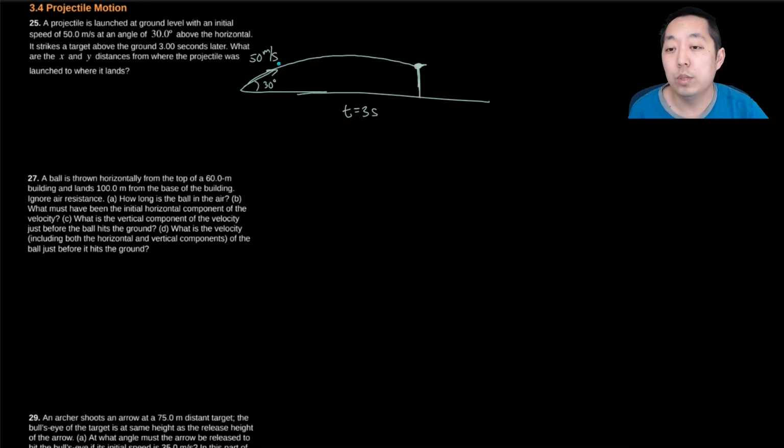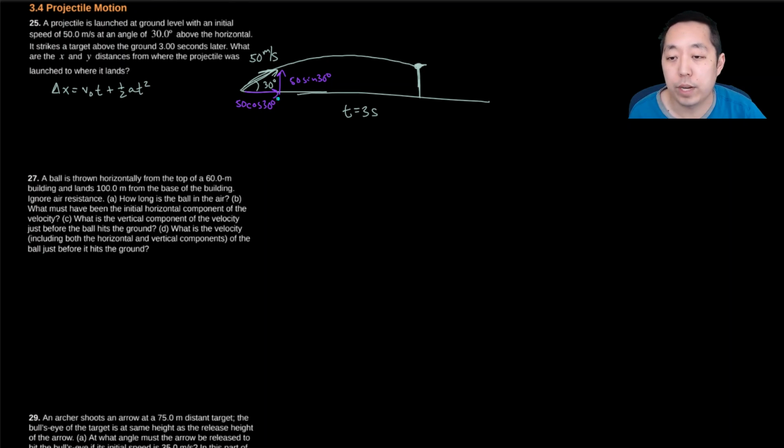When you do projectile motion in general, you want to split your initial velocity vector into two component vectors, the horizontal and the vertical, separately. The horizontal velocity would be 50 cosine 30 degrees, and the vertical velocity would be 50 sine 30 degrees. We're going to use the same basic kinematic equation, but in the x and y directions separately.